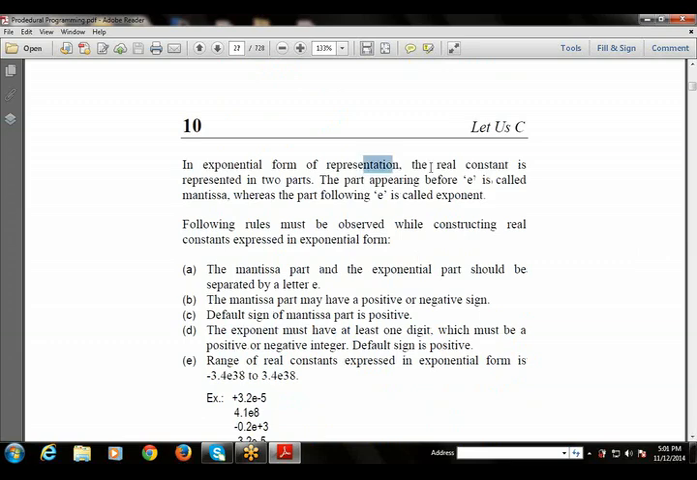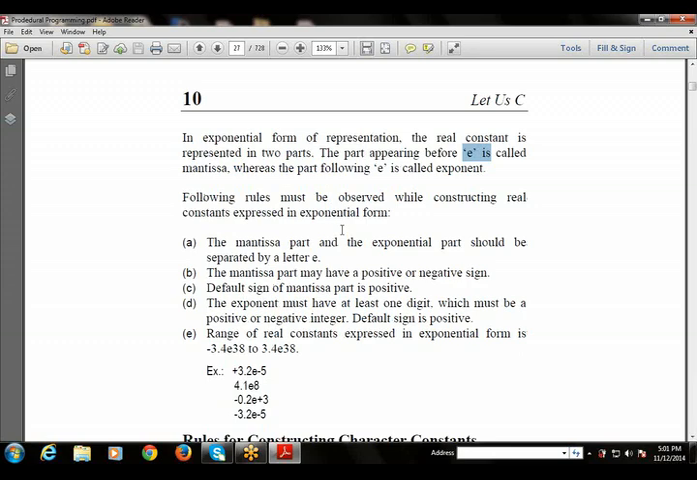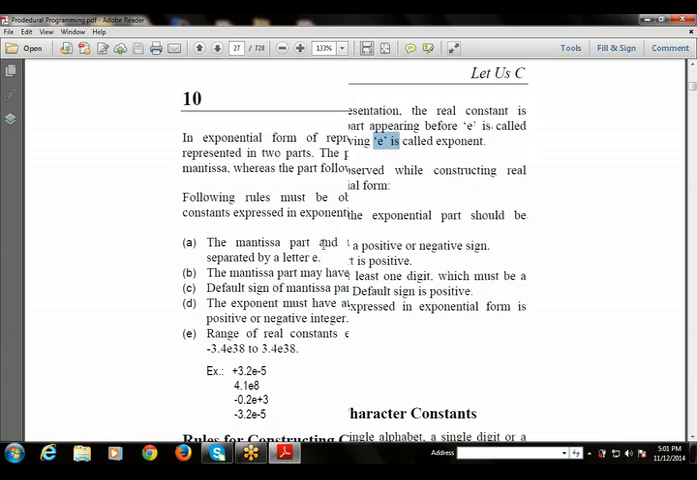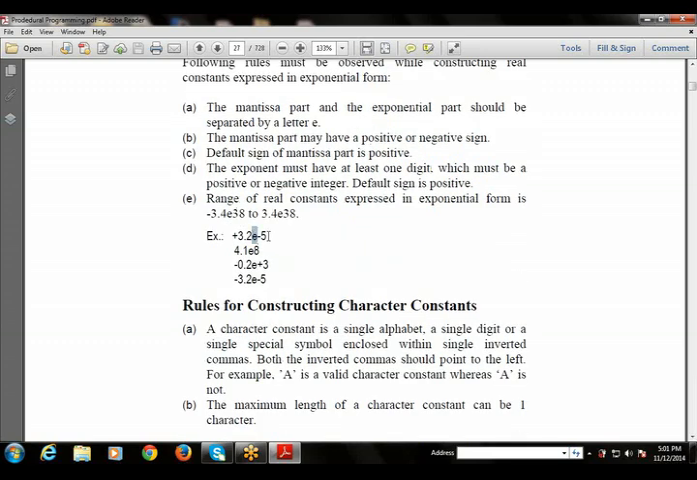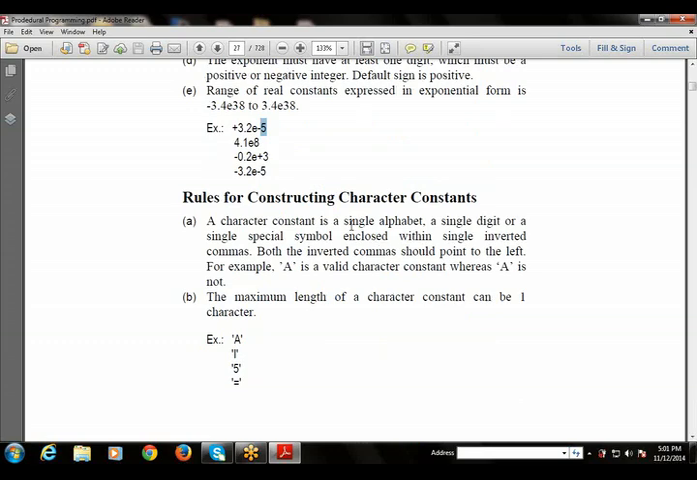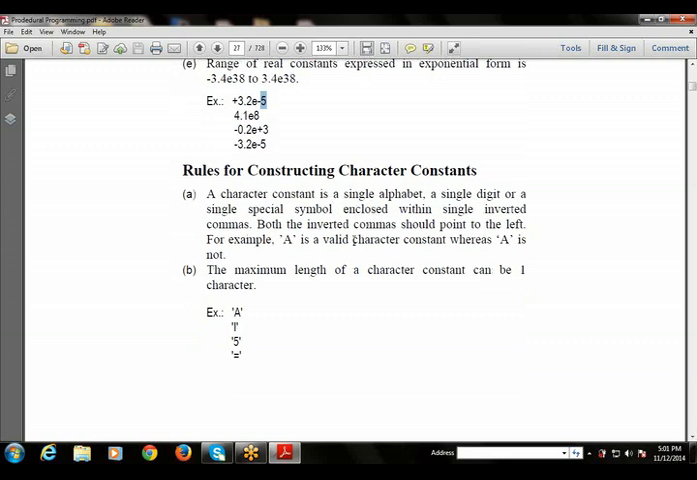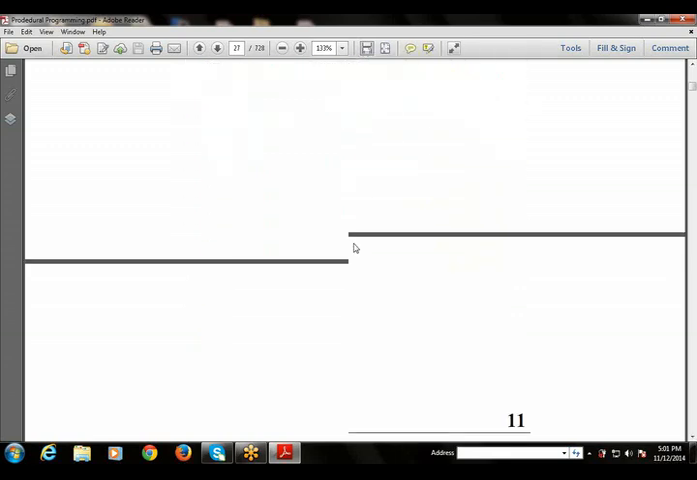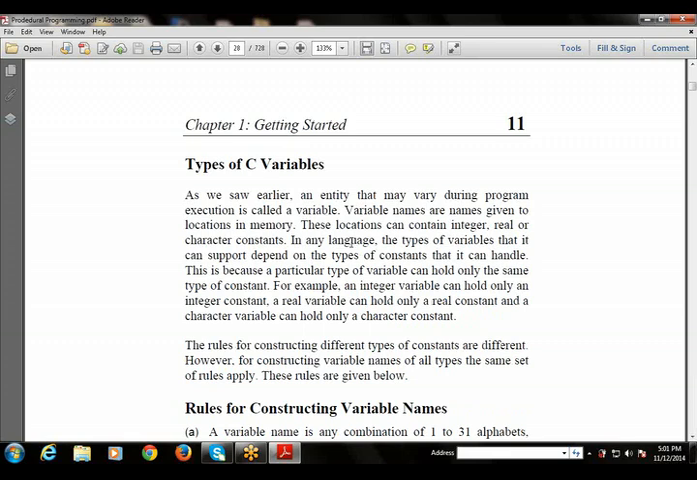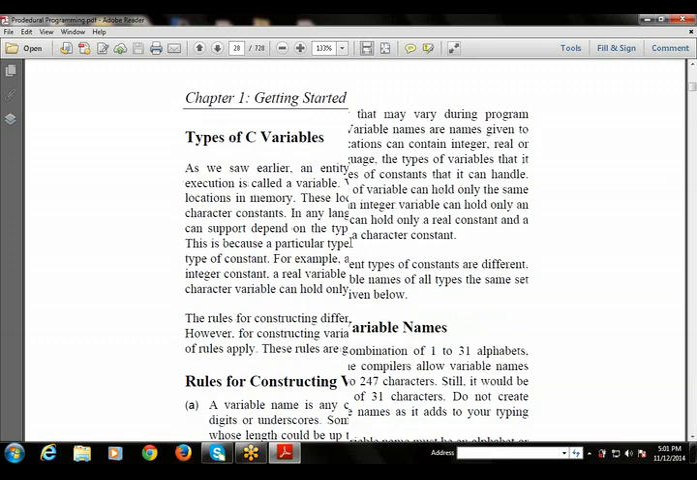In exponential form of representation, the real constant is represented in two parts: one is E, the exponent, and one is M, the mantissa. Before E there is the mantissa part, and after E there is the exponent part. Then we studied the rules for constructing character constants also. These are the character constants that can be constructed, and different rules are available. Then we talked about the C variable, that is, what the types of C variable are.